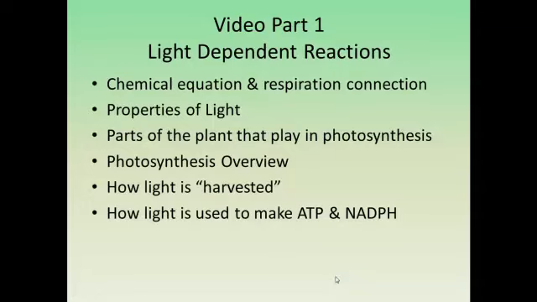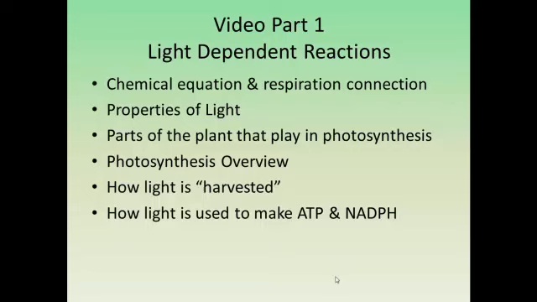This is the first part of the video where we're going to just cover part of the photosynthesis cycle. The second video will cover the Calvin cycle. Often photosynthesis is broken into two parts. One requires light and one doesn't need light to proceed, but it needs the products of the light process in order to proceed. Anyway, I'll go over a general outline of what we're going to talk about, hopefully in this short video.